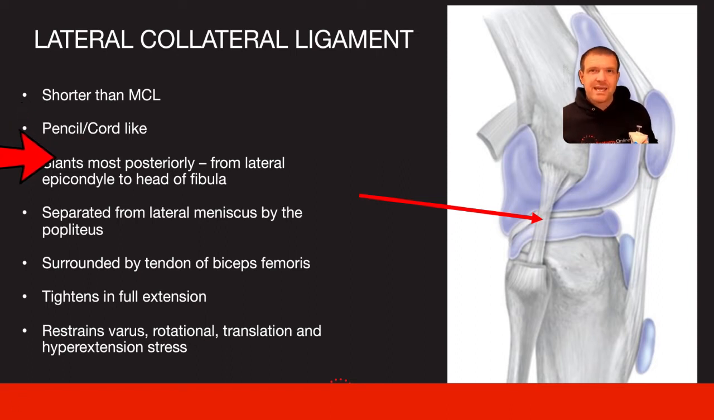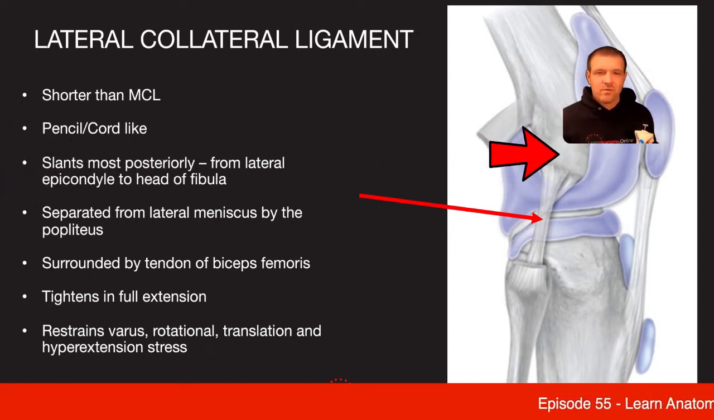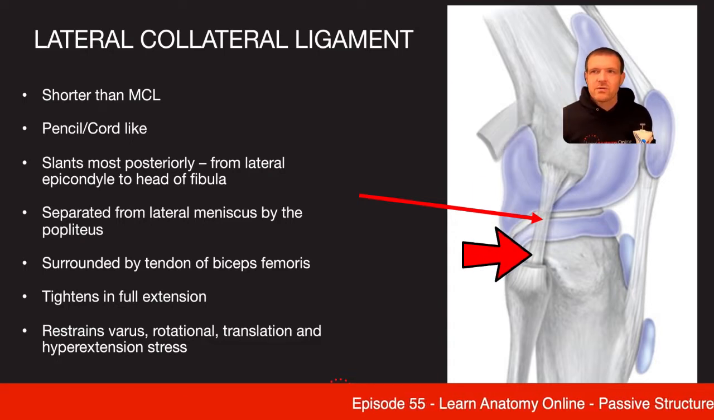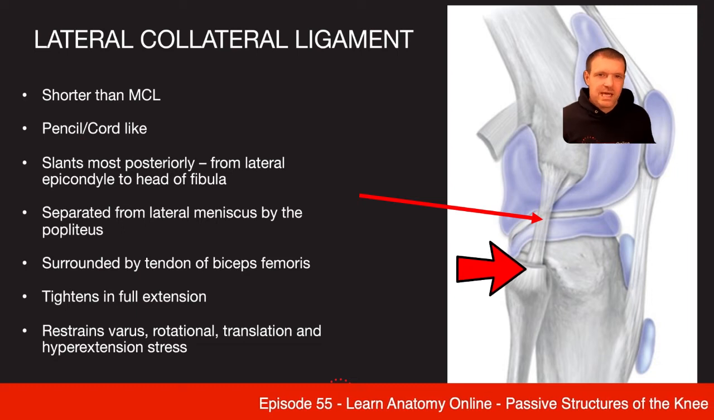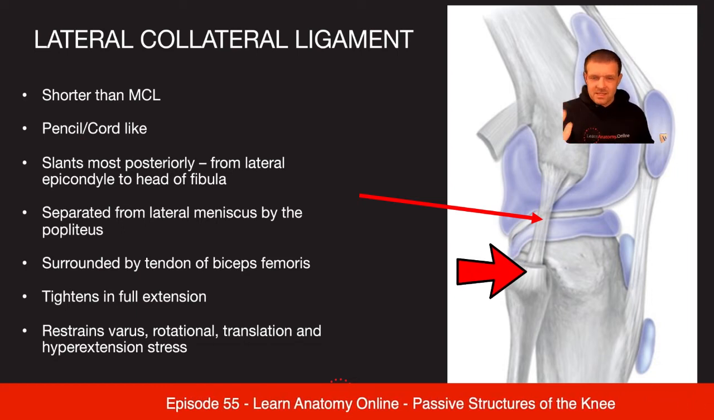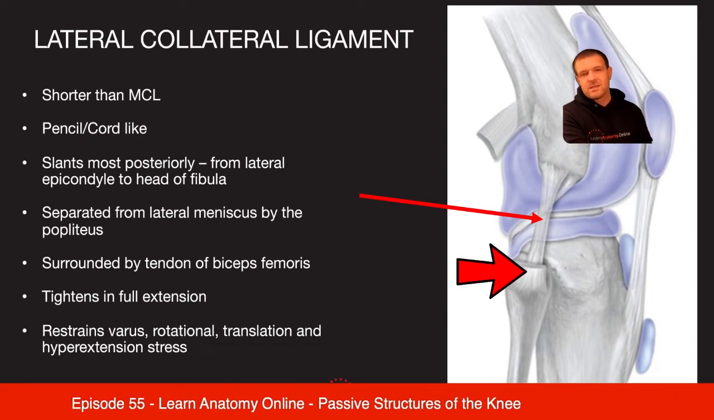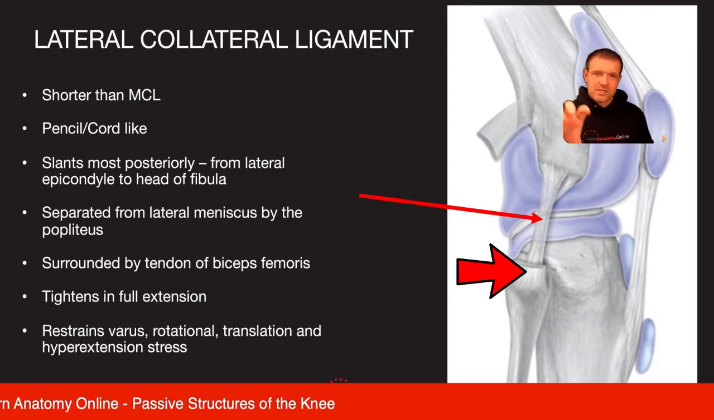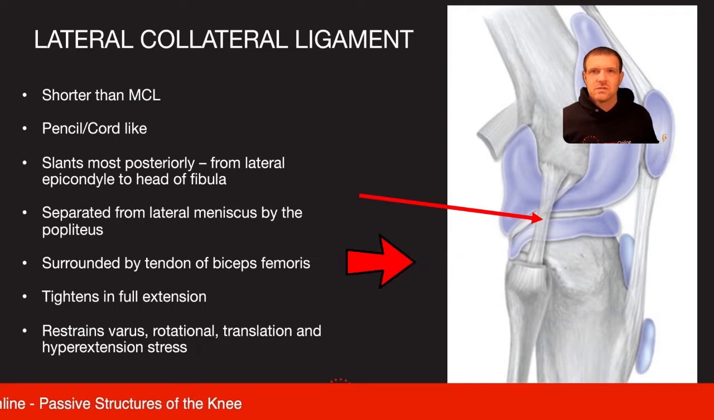So it's pencil-like, and it slants mostly posteriorly from the lateral epicondyle. We had a look at that before, the lateral epicondyle of the femur, and then it goes down onto the fibular head, which we had a look at last week as well. So again, this is why we do the bony landmarks first, so that as we start layering on the other tissues, you can see where things attach.